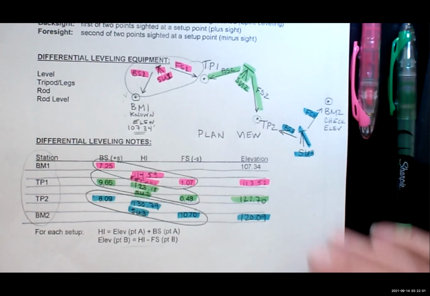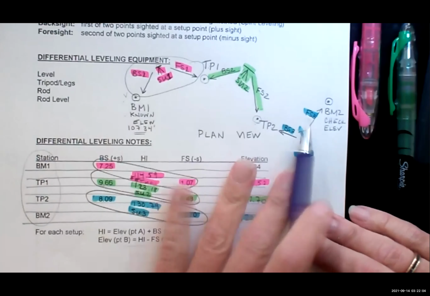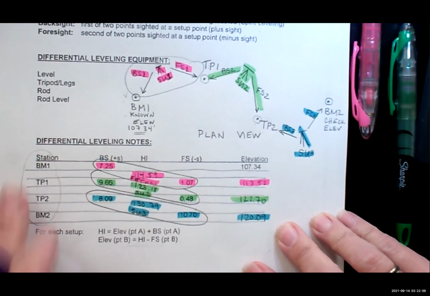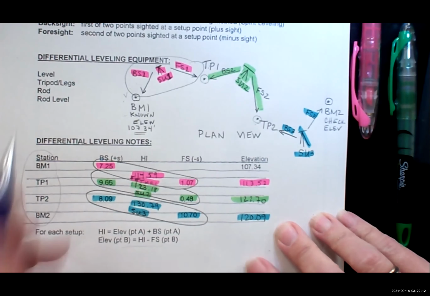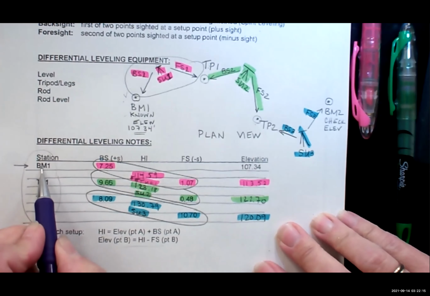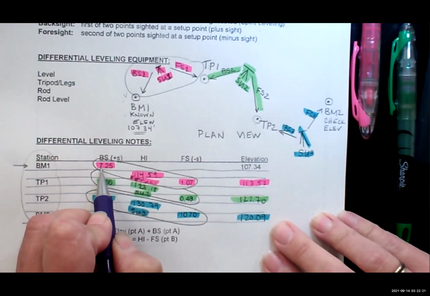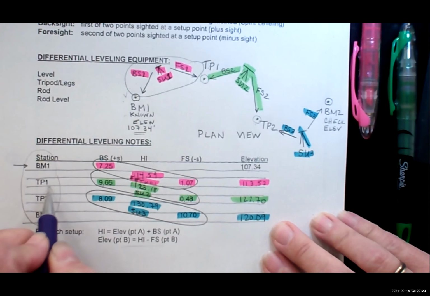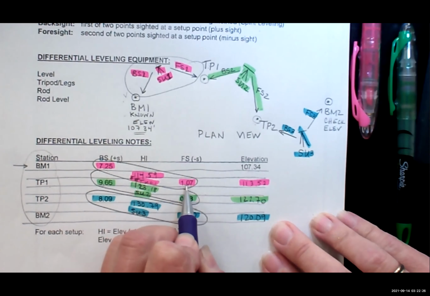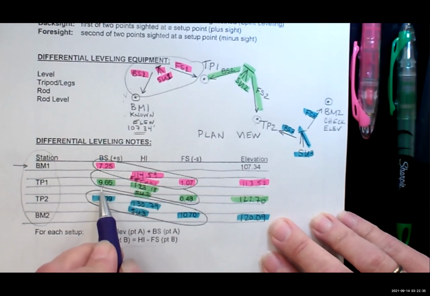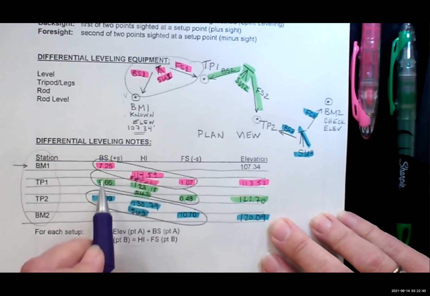What's really important, I want you to understand the physical thing that's going on, but at the same time, we want to be organized in this. And this is why I have a row in between each line. Let's take a look at benchmark 1. The only thing we knew about benchmark 1 was its elevation, and we shot it with a backsight. TP1, we first got a foresight from it, and then we got a backsight. So it's a little confusing that they're both on the same line, right? Because the foresight was done first, then the backsight.